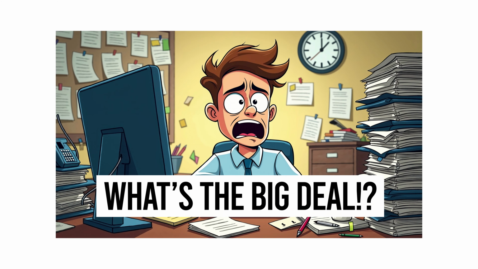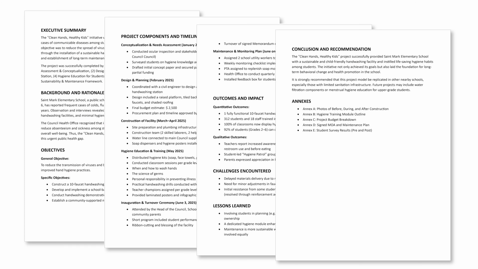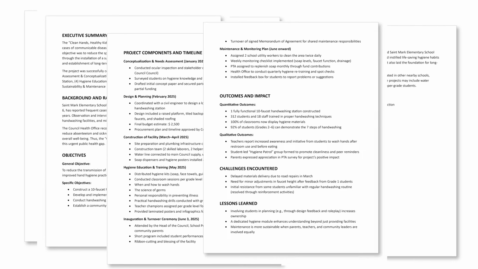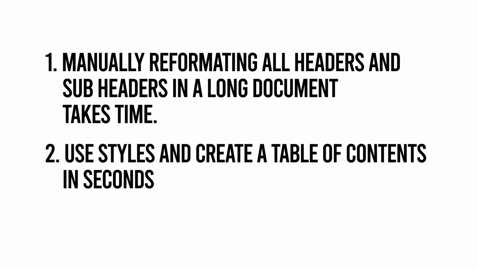Now you might ask, what's the big deal? I could just format my headers and subheaders manually, right? Sure, but imagine if this was a long document, say 15, 20, or even 50 pages. Two things. One, manually reformatting everything takes much longer, and the point of this tutorial is to make life easier and save you time. Two, and more importantly, when you use styles, you can generate a table of contents in just a few clicks. Let me show you how.